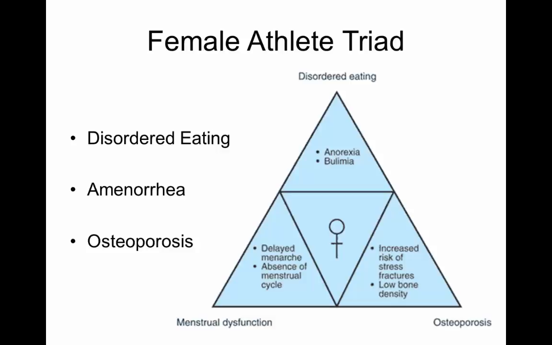The most serious menstrual problem associated with the triad is amenorrhea. This is defined as no menstrual period for 3 months or more. However, athletes who have irregular menstrual cycles are also susceptible to the effects of the triad.